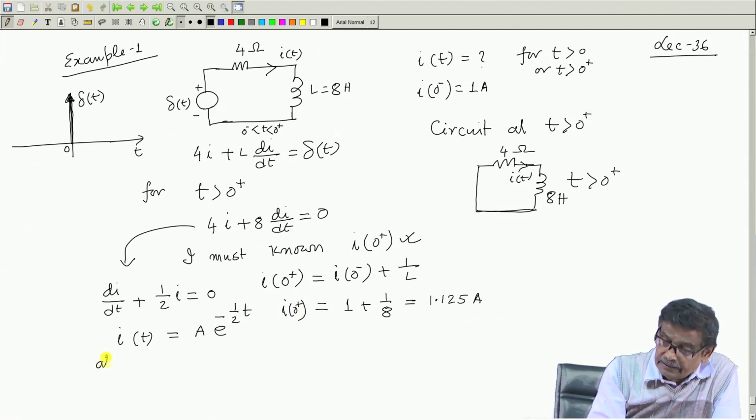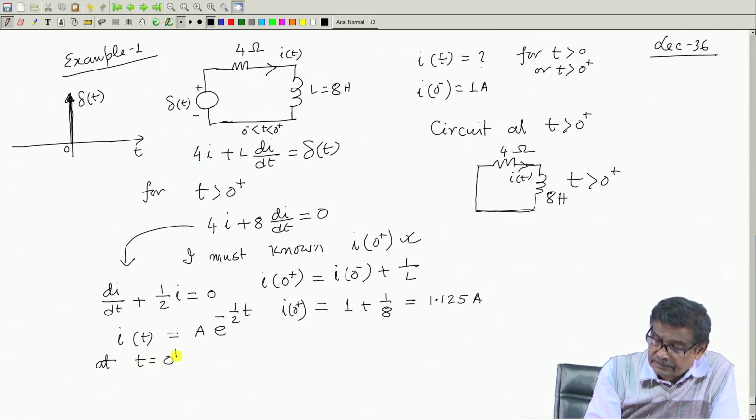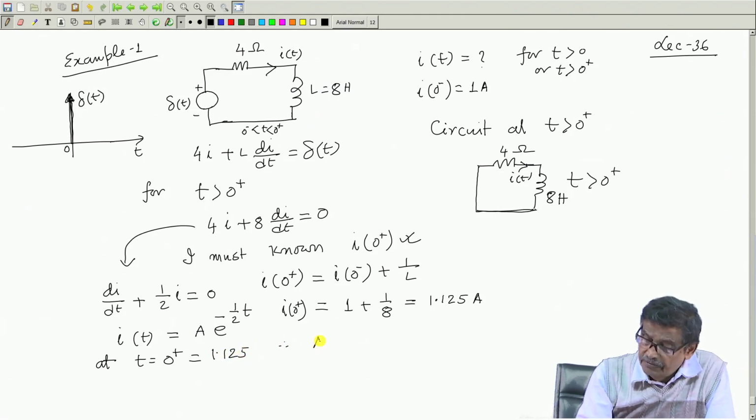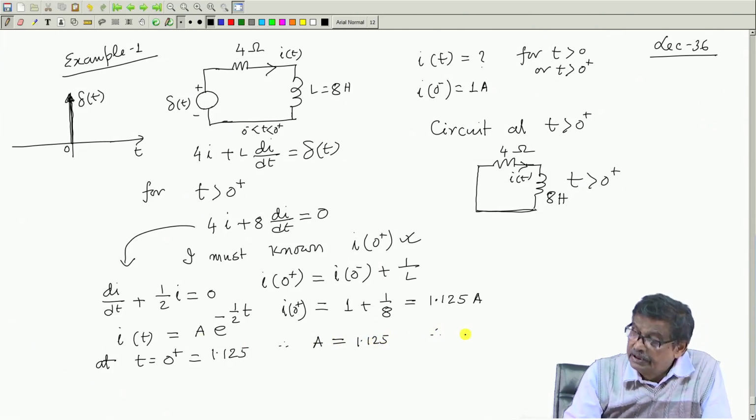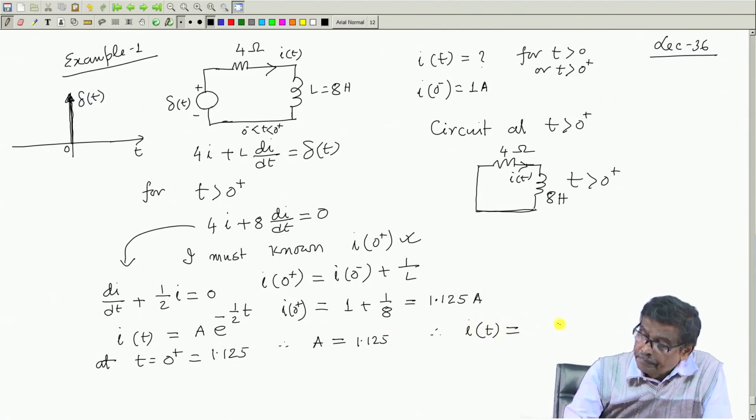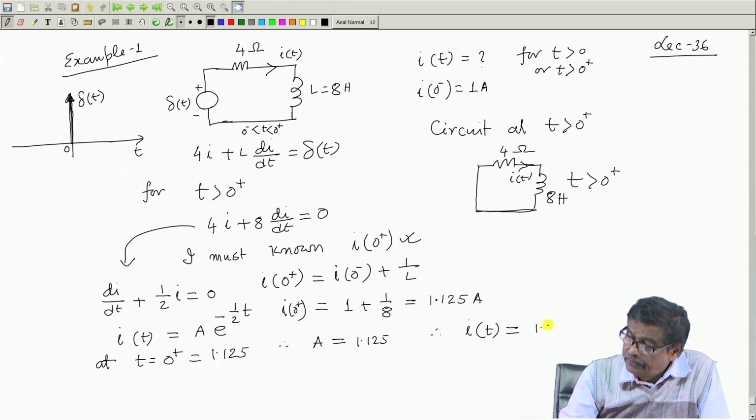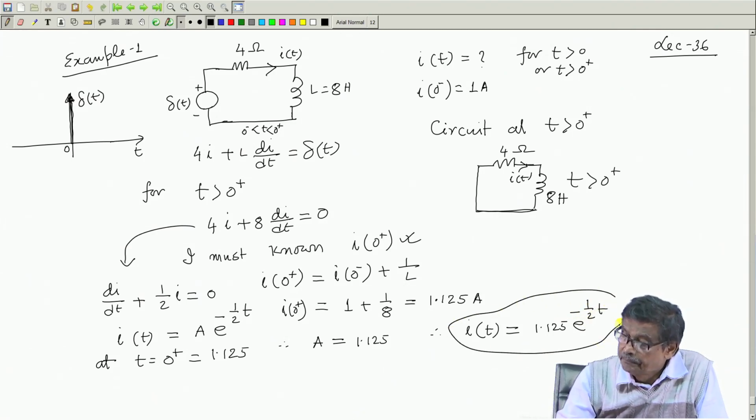So, at t equal to 0 plus, the current is 1.125. Therefore, the value of A will be 1.125. So, the solution will be 1.125 into e to the power minus half t. That is the thing.